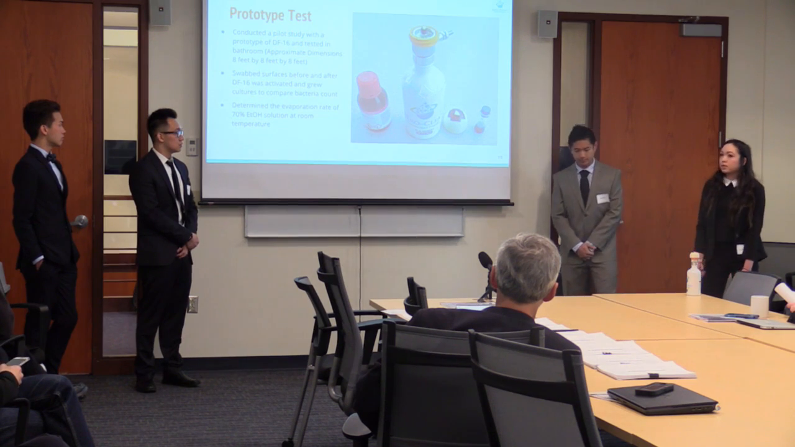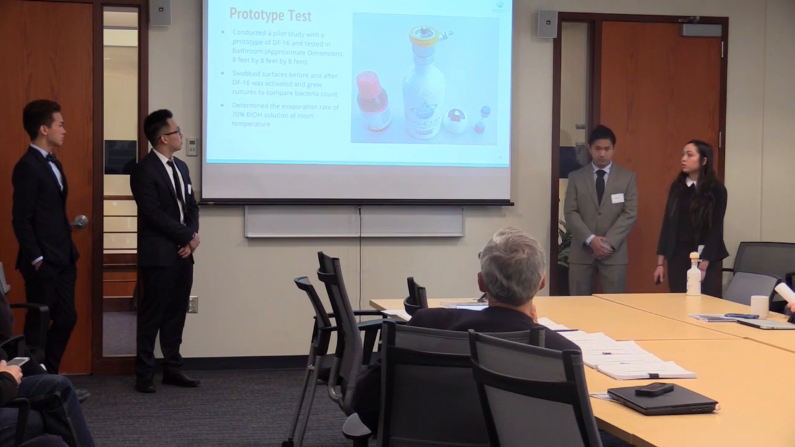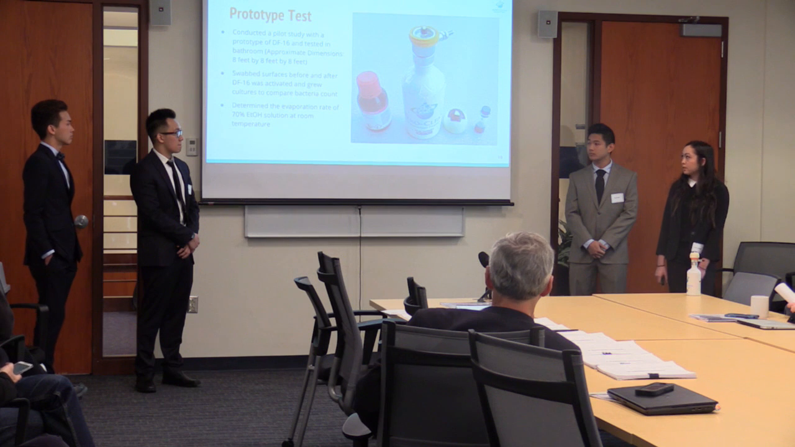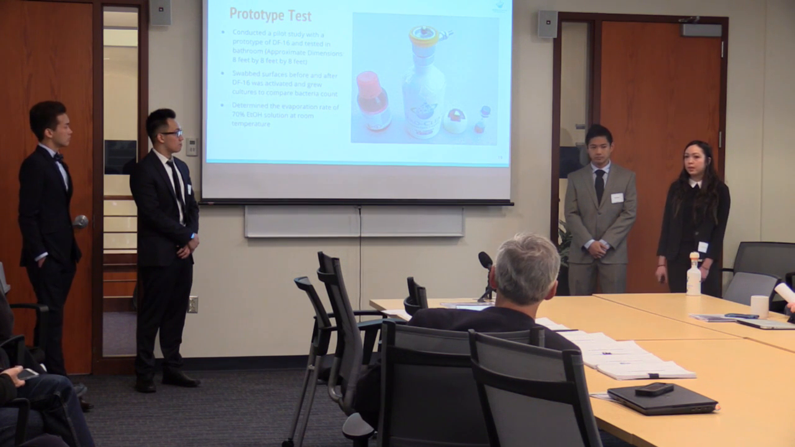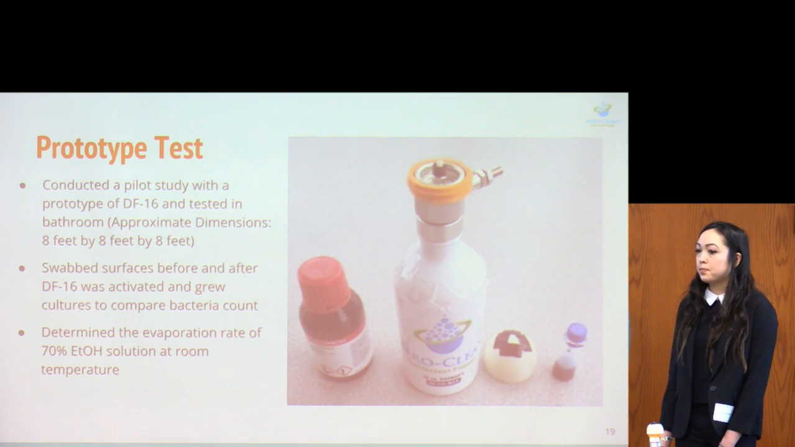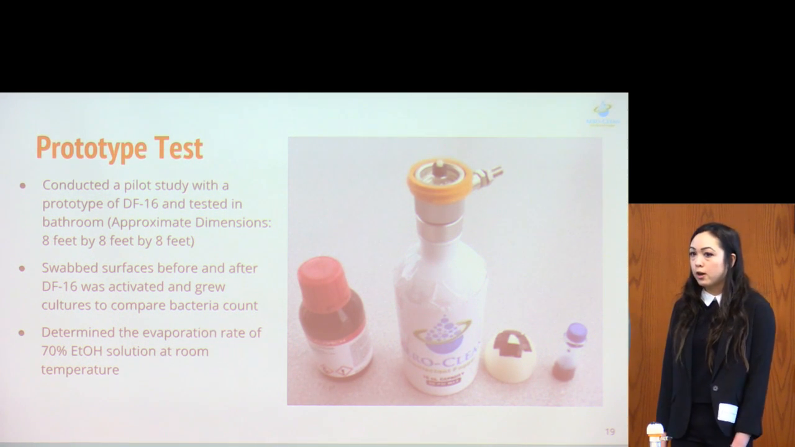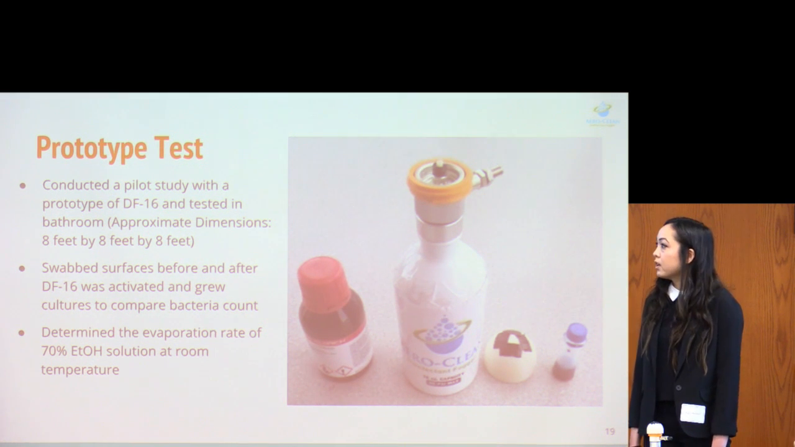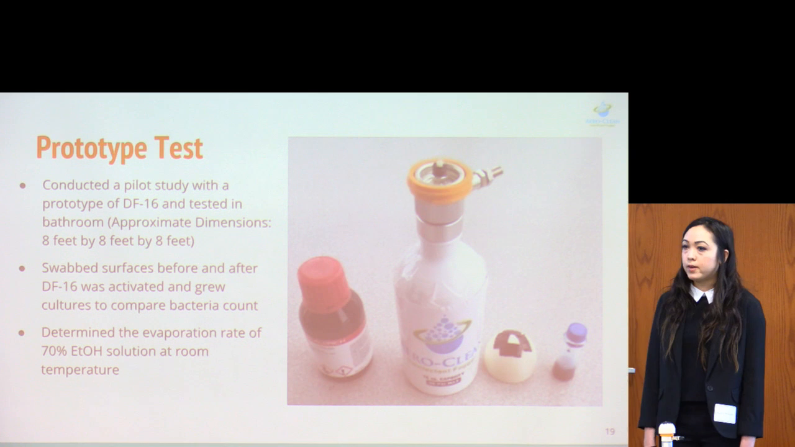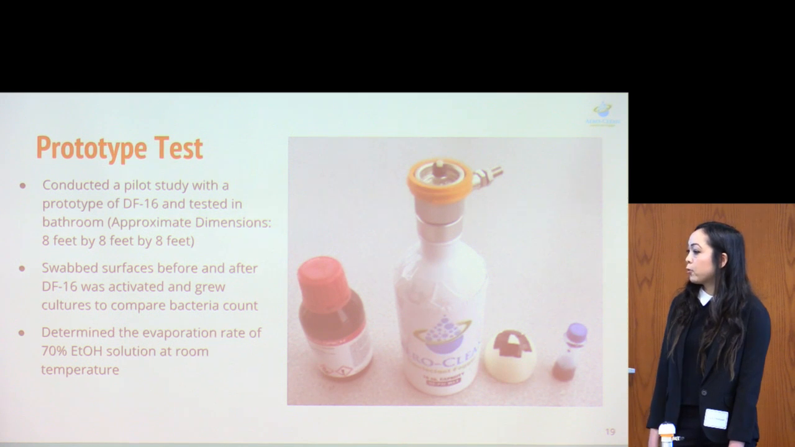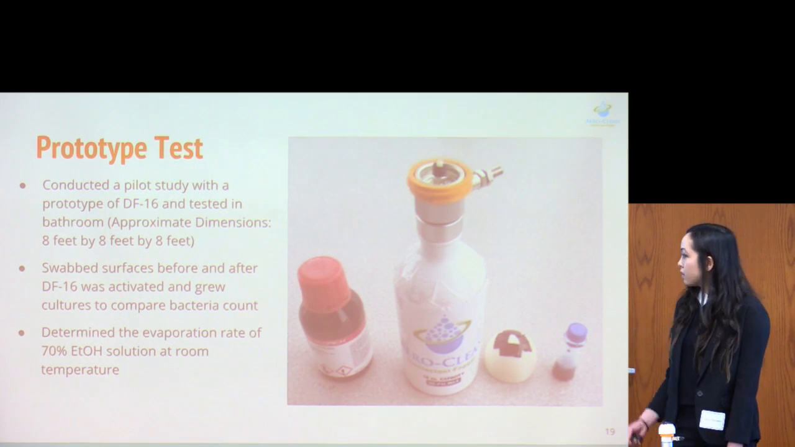In order to test the effectiveness of our product and our solution, we conducted a pilot study where we tested a prototype of DF16 in a bathroom that's approximately 8 by 8 by 8 feet. We swabbed the surfaces before and after. We activated the fogger in the bathroom and grew cultures to compare the bacteria count. In addition, we also determined the evaporation rate of 70% ethanol solution at room temperature to give us a better idea of how long it would take for the solution to evaporate out of a room.